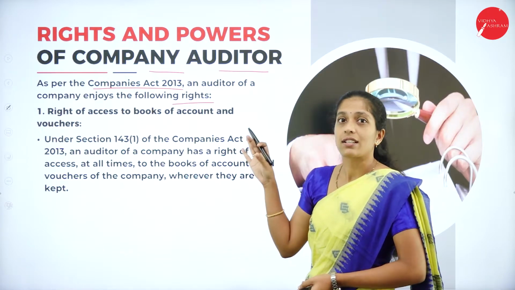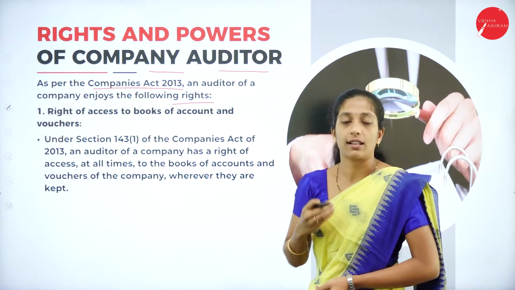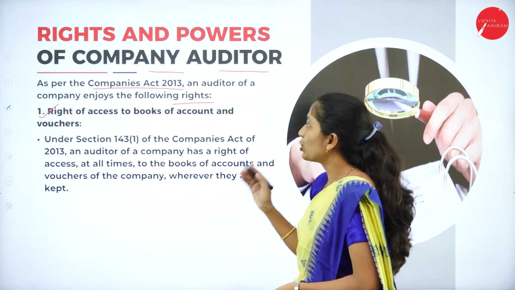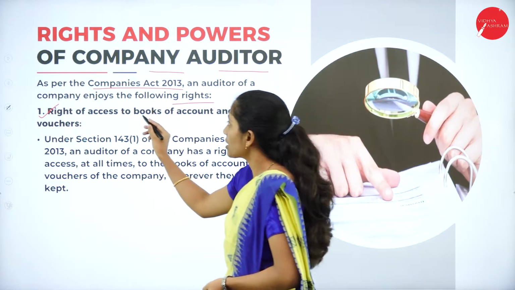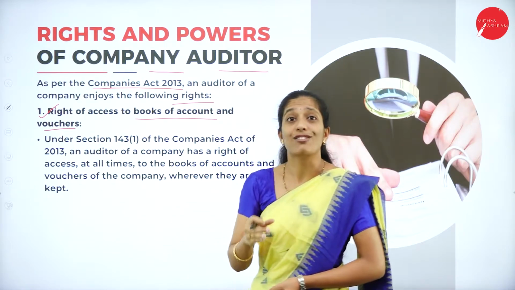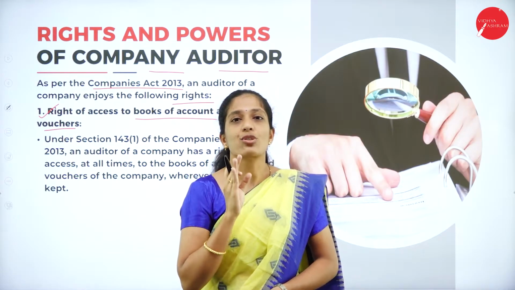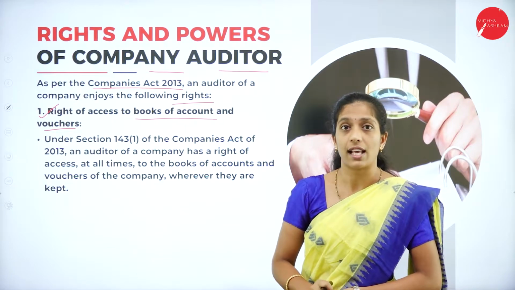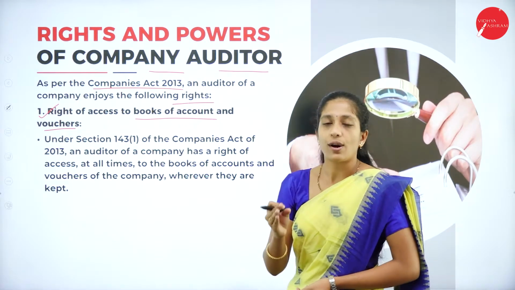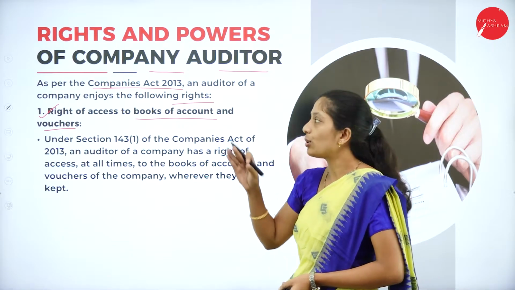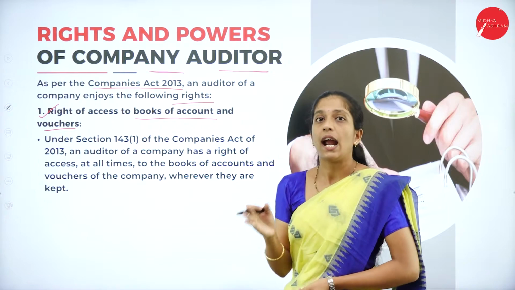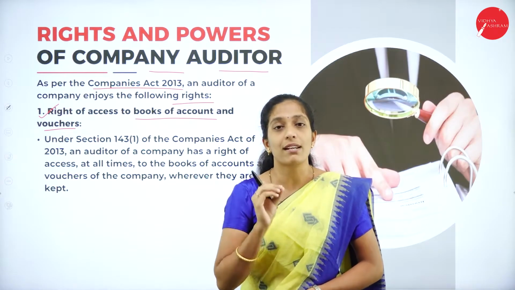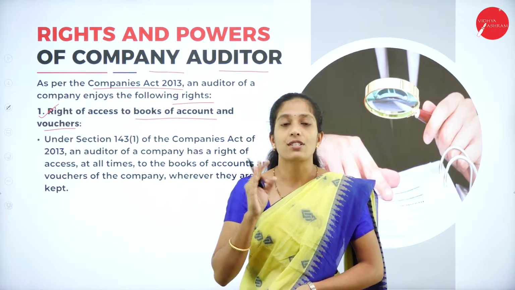Let us see what are the rights that have to be enjoyed by a company auditor, or that have to be followed by a company auditor. The first one is right of access to books of account and vouchers. Of course, here he is going to examine the books of accounts of a company, and along with that he has to examine the vouchers of the company. For each and every transaction there is a documentary evidence which is called a voucher, right? When an auditor goes for a company audit, he has to verify the books of accounts of a company. At the same time he has to verify the vouchers, for each and every transaction, whether there is documentary evidence in relation to that or not.